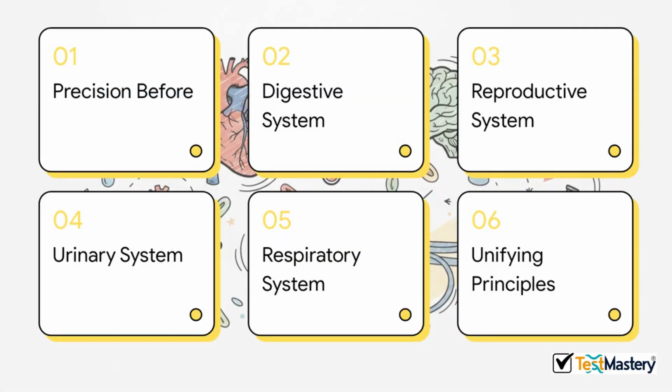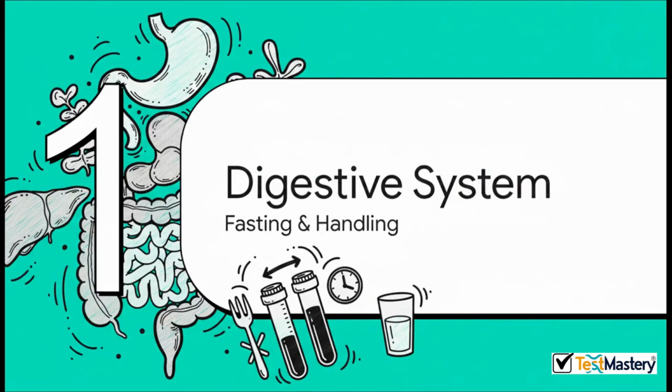Here's a quick look at our game plan. We're going to walk through the digestive, reproductive, urinary, and respiratory systems and really focus on the key rules for each. Then, we'll wrap it all up with the core principles that guide every single draw you'll ever do. Okay, let's dive right into the digestive system.